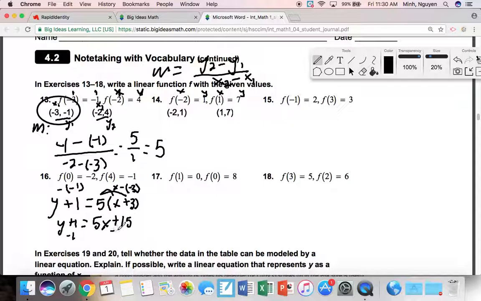Subtract 1, subtract 1. Y equals 5x plus 14. So this is your slope-intercept form, and this is your point slope form. You're not required to do both. I'm just showing you for the sake of showing you, for those of you who want to know ahead of time, or whatever.